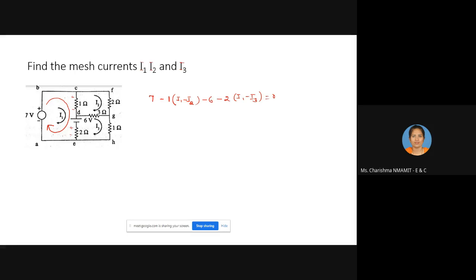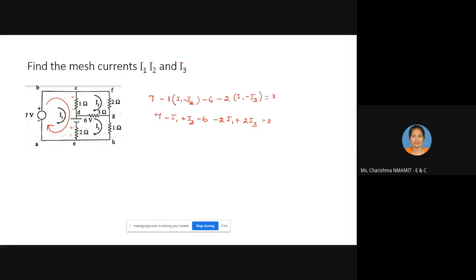Are there any doubts in writing the first equation? It is minus 2 plus 7 plus 2 minus 1 into I1 minus I2, plus 2 minus 6, plus 2 minus 2 into I1 minus I3 equal to 0, because through this resistor two currents are flowing, that is I1 and I3. So you can simplify it and write I1 plus I2 minus 6 minus 2I1 plus 2I3 equal to 0.